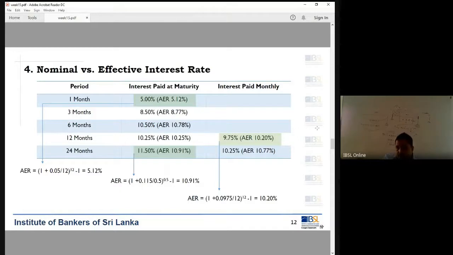Okay. Look at the AER value of 5.12. What does it mean? That means this 0.05 shall be divided by 12. That means this 5% that you're going to get on monthly shall be reinvested for another 11 times, total of 12 times. Multiply that by, take that into the 12th power, will be the value, minus 1 obviously, will be the value of 5.12. That means your investment is over after 1 year.